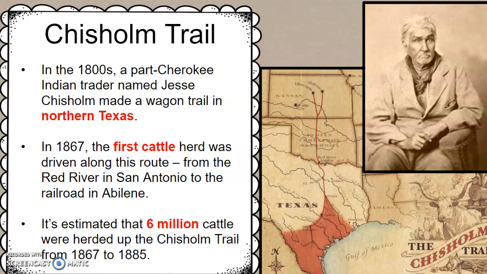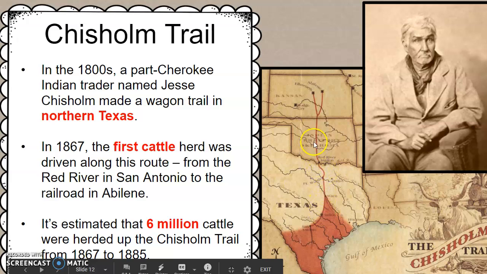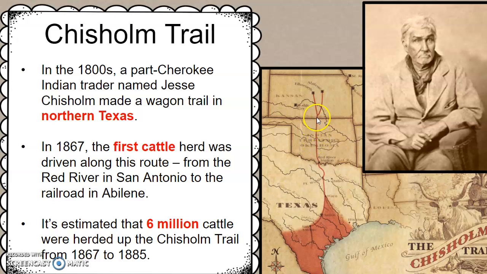A part Cherokee Indian trader, Jesse Chisholm, started this idea and kind of mapped out this area, moving from northern Texas all the way up to really Abilene, Kansas, is where the trail stopped, to where they could get it to the railway. And so 1867 is where this first cattle trail, the herd, started.